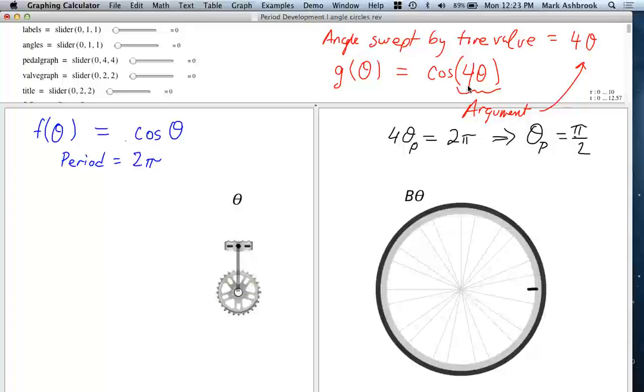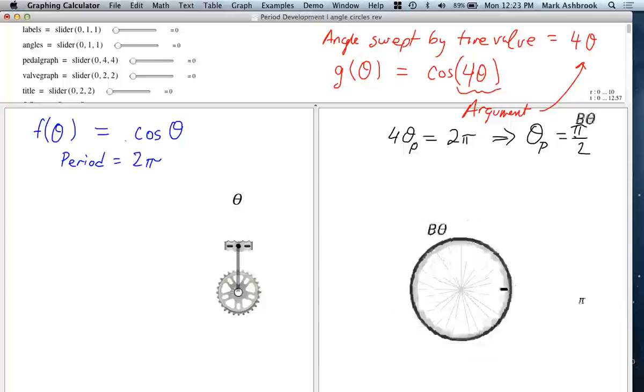So look, we're multiplying by 4. Did that make the period increase or decrease? Here our period was 2 pi, and then we multiplied that angle by 4. What happened to the period? It decreases, right? Because the period is the amount of input to get one full cycle of output. So if that angle is spinning 4 times as fast as the pedal, it's going to take less angle to make a full rotation, not more, right? It's going to take a quarter of the original period to make a full rotation of a tire valve.